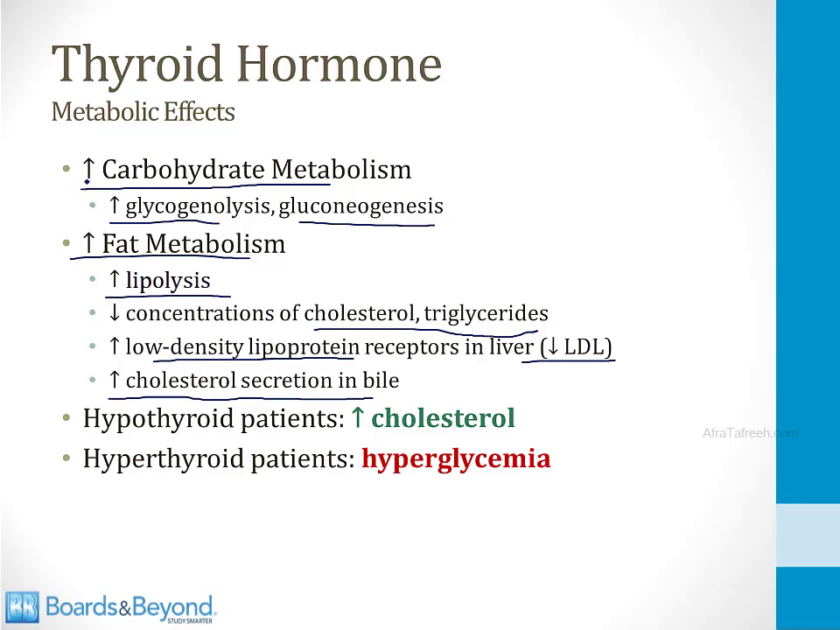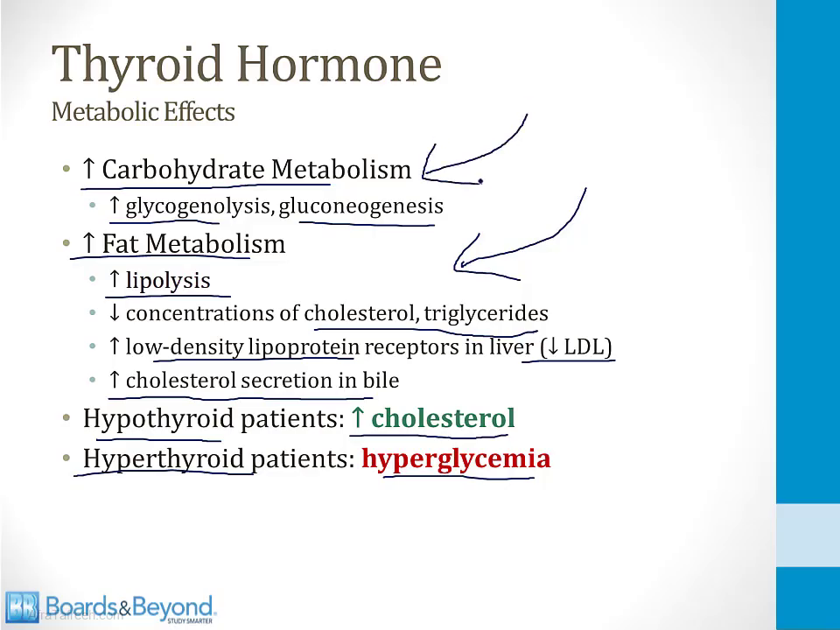And it's important you remember these effects for when we talk about the symptoms of hypothyroidism and hyperthyroidism. So hypothyroidism is a classic cause of elevated cholesterol for these reasons right here. When you have a decreased amount of thyroid hormone, you have a slowing of fat metabolism and the cholesterol level will rise. In any patient who presents with hypercholesterolemia, one of the things you need to exclude is thyroid disease. In patients who are hyperthyroid, they often have hyperglycemia, and that's because carbohydrate metabolism is being sped up. There's more glycogen breakdown and more gluconeogenesis.